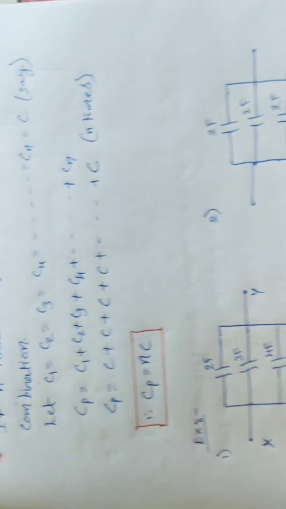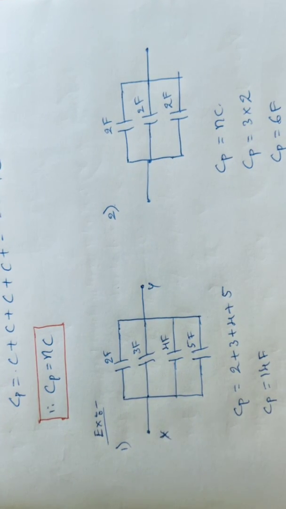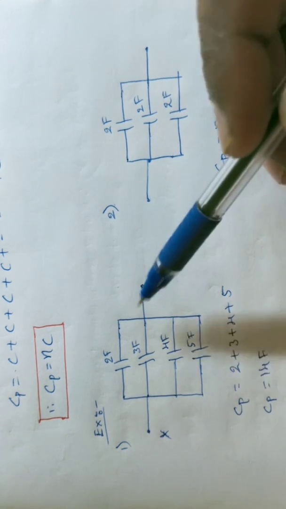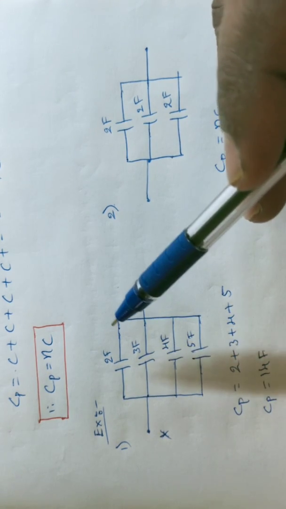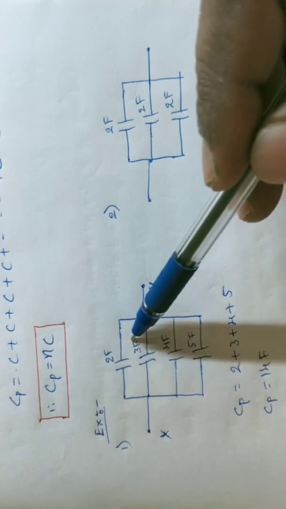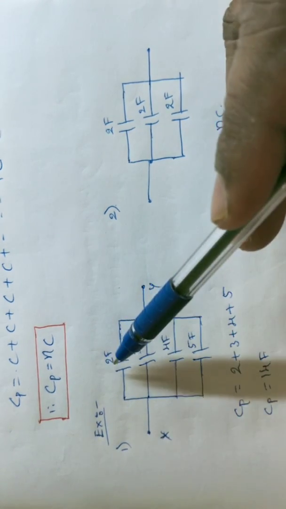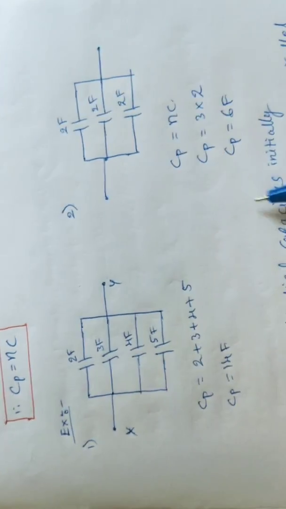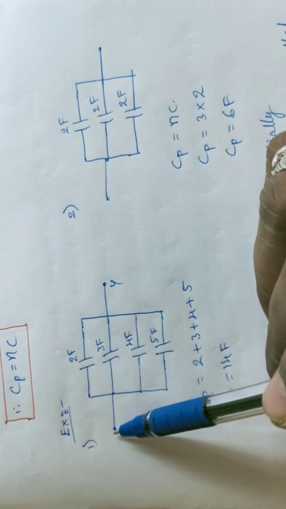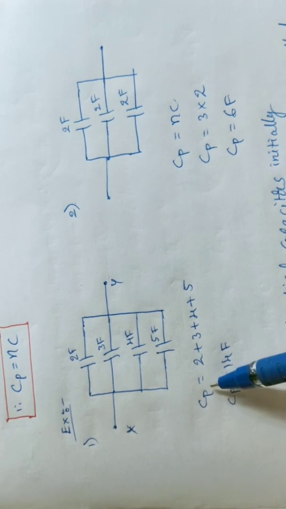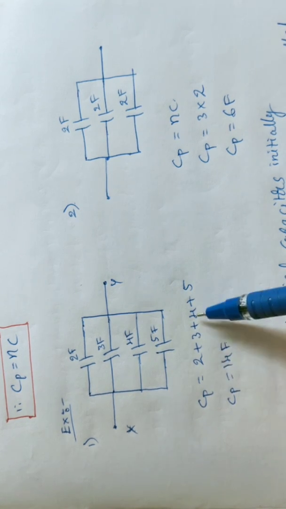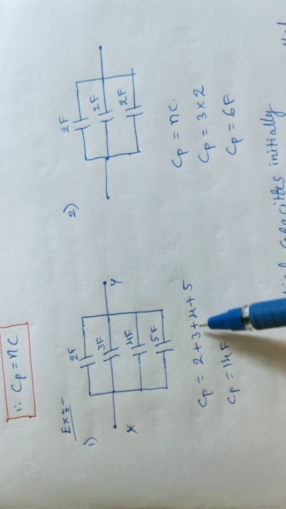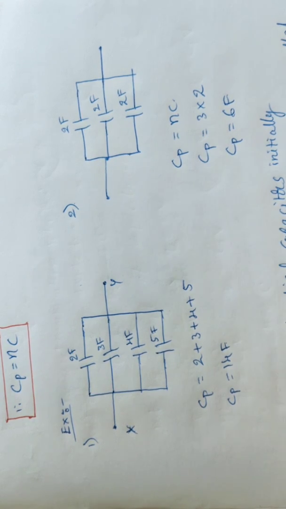A few examples we will discuss now. For example 1, let us check the answer. In example 1, I am taking different capacitors with capacitance values of 2 farad, 3 farad, 4 farad and 5 farad. Here 2, 3, 4 and 5 farads are all in which combination? Parallel combination. So what is the effective capacitance between the two terminals X and Y? CP is equal to, by the formula, C1 plus C2 plus C3 plus C4, which is 2 plus 3 plus 4 plus 5. Finally we get 14 farads as the answer.